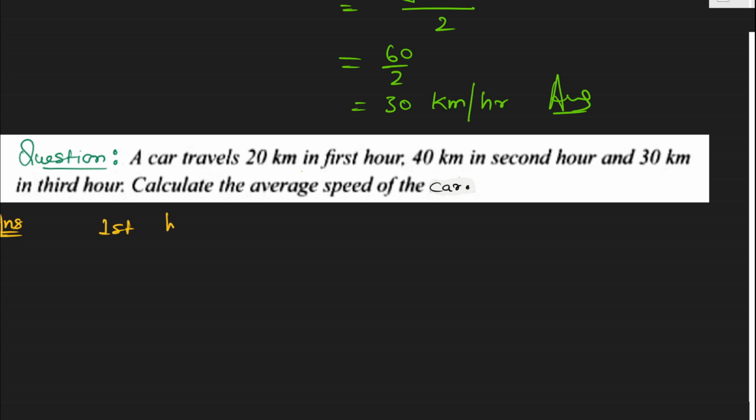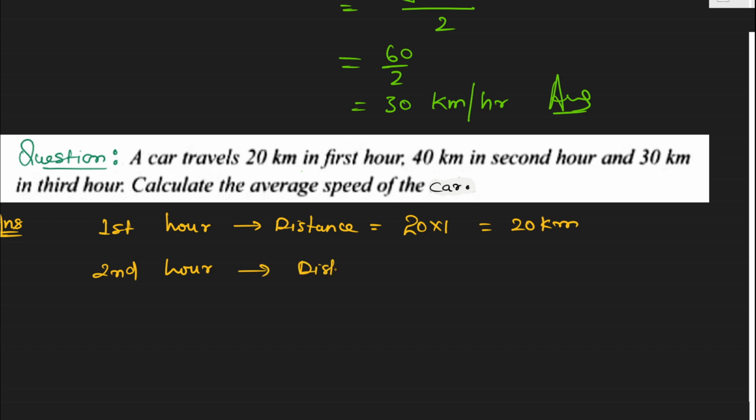For the first hour, the distance traveled equals 20 into 1, so it will be 20 kilometer only. For the second hour, the distance is 40 into 1, which is 40 kilometer. Then for the third hour, the distance is 30 into 1, 30 kilometer again.